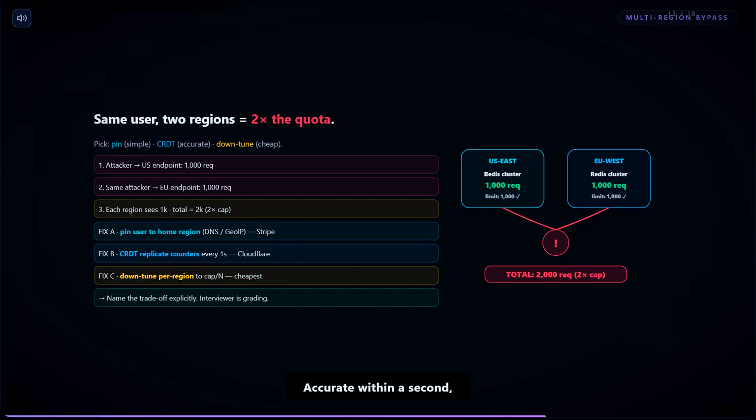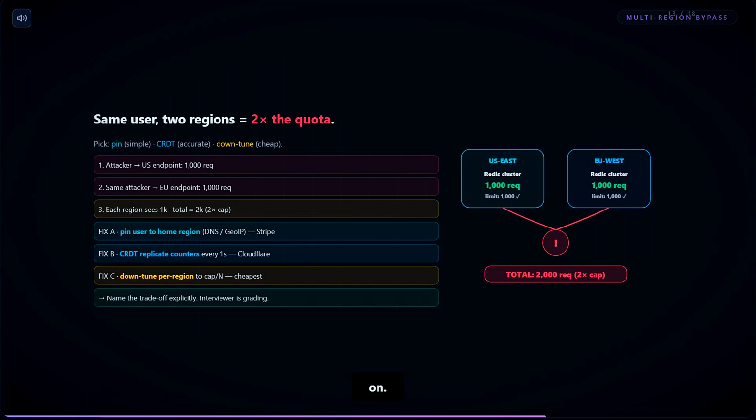Accurate within a second, but adds cost and complexity. 3. Accept the bypass and tune limits down by the region count. Pragmatic and very common in the wild. The interviewer wants you to name the trade-off explicitly. Mention global replication only if you have the depth to defend it. Otherwise, pin or downtune and move on.